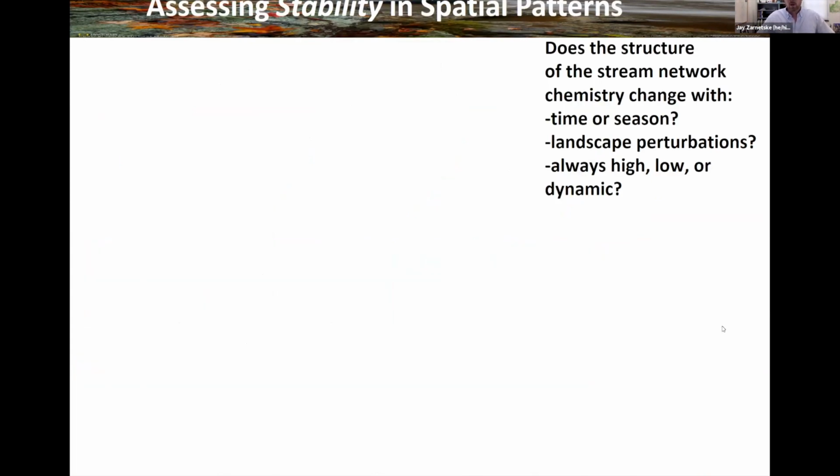We can also, with this synoptic spatial sampling, ask questions about the stability of the spatial patterns. So if we go out and we measure again and again and again through the months and the years, we can answer questions of, does that spatial pattern change with time or season? Do perturbations, changes in the landscape matter? Is one watershed always a high source or a low source, or is it constantly changing?